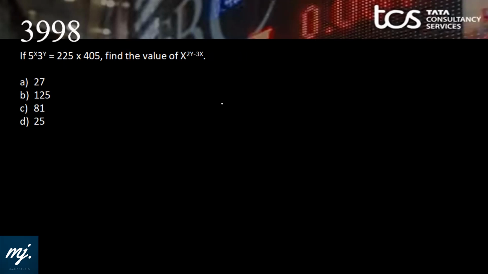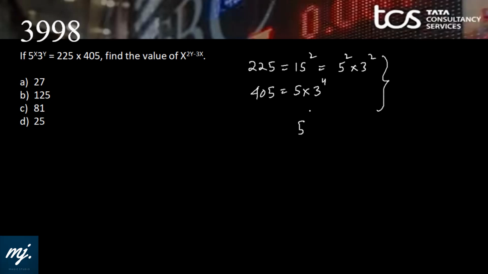Okay, another one from indices again. We are looking out for powers of 5 and 3 in this expression. 225 is 15 square, that is 5 into 3. So it is 5 square into 3 square. 405 is 5 into 81. 81 would be 3 to the power 4. So if I multiply these two, we'll get 5 to the power 3 into 3 to the power 6. This equals 5 to the power x into 3 to the power y. Therefore, the value of x is 3 and the value of y is 6.